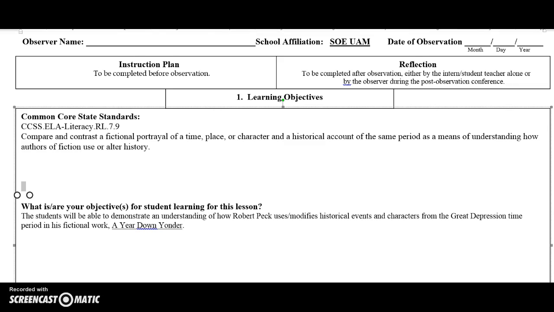For number 1, learning objectives, my Common Core State Standard that I've chosen for this lesson is CCSS ELA Literacy RL 7.9, and it is compare and contrast a fictional portrayal of a time, place, or character and a historical account of the same period as a means of understanding how authors of fiction use or alter history.